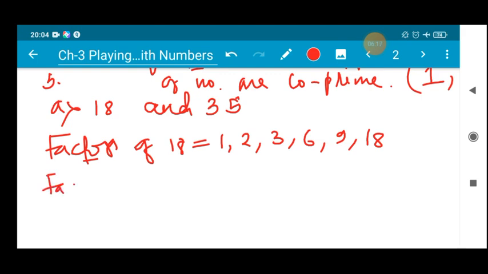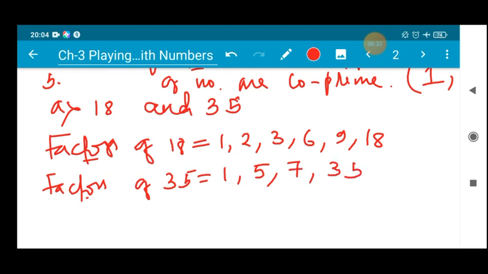Similarly, we will now write the factors of 35. What are the factors of 35? The factors of 35 are 1 times 35, 3 cannot divide, 5 times 7 is 35, 7 times 5 is 35, and 35 times 1 is 35. Now from here we have to find the common factor. If there is any other factor than 1, then we will not consider this pair of numbers as co-prime. So you can see here 1 is the only common factor between them.